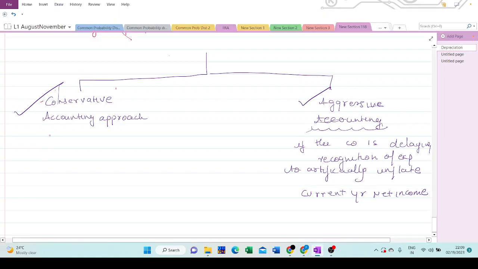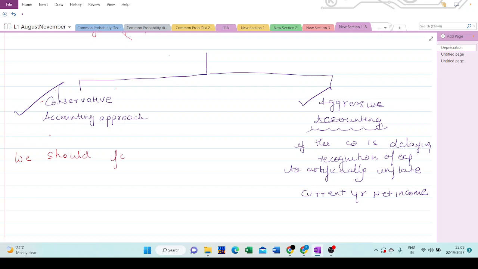Now neutral accounting approach would give a true and fair picture of the company's financial position, right? So we should follow the neutral accounting approach. I will explain this later in great detail. We should follow the neutral accounting approach because this would give a true and fair picture of the company's current financial position.